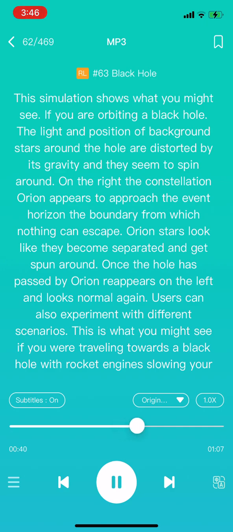Users can also experiment with different scenarios. This is what you might see if you were travelling towards a black hole, with rocket engines slowing your descent. Another simulation mimics freefall into a hole. In the middle, the light of the entire universe appears to be concentrated in a bright ring.